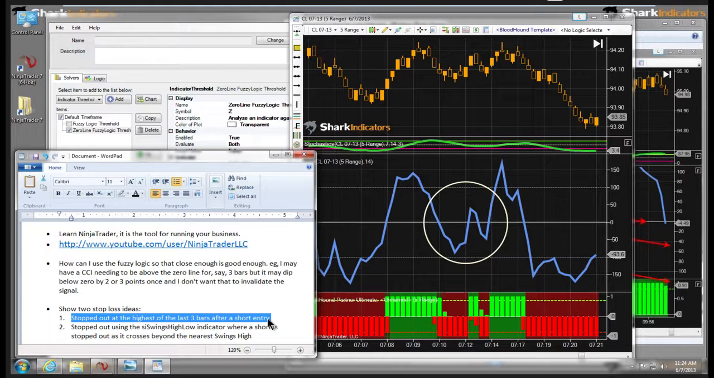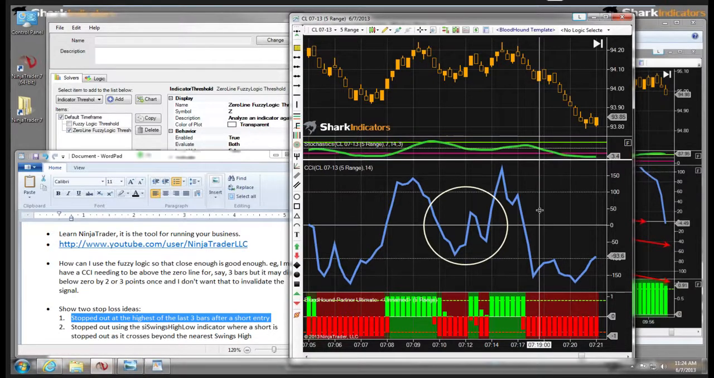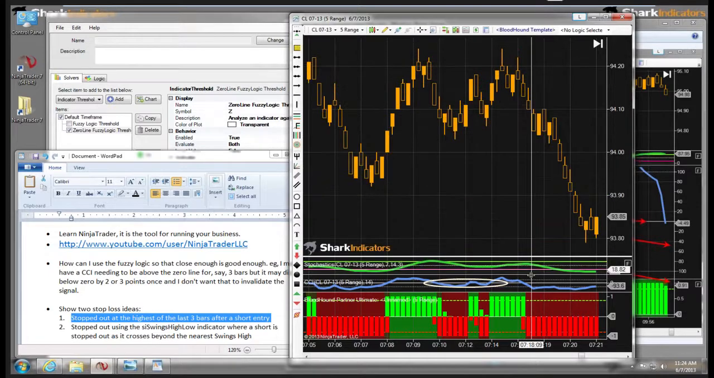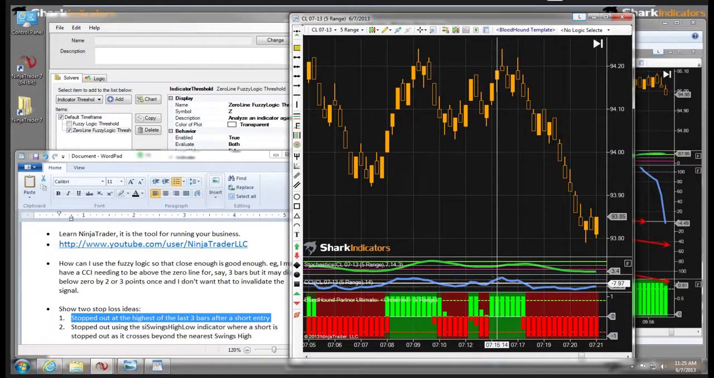So this question was essentially, how do you create an exit logic for Raven? We want to create one exit logic where we're stopped out at the highest of the last 3 bars for a short entry. So let's work on that. I'm going to minimize those guys.